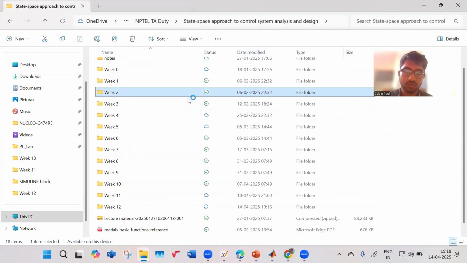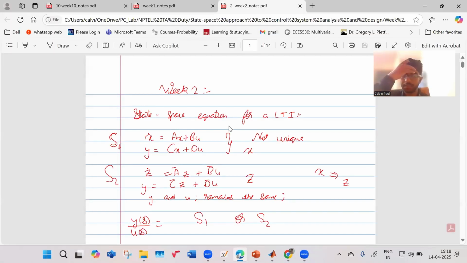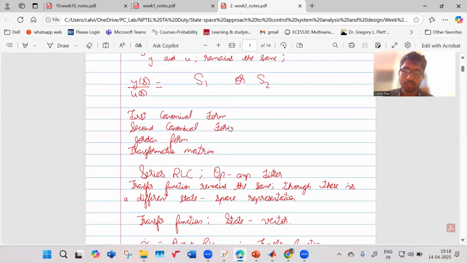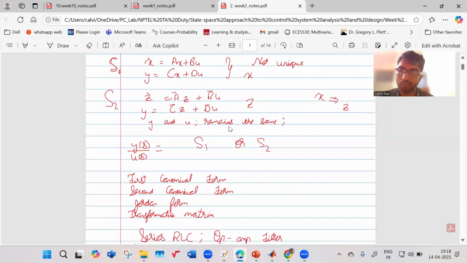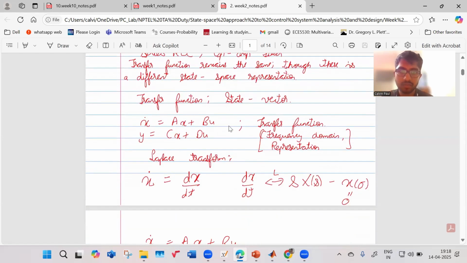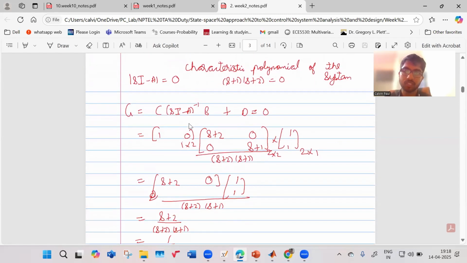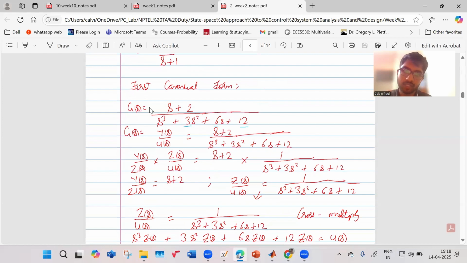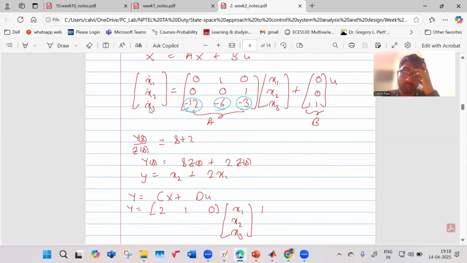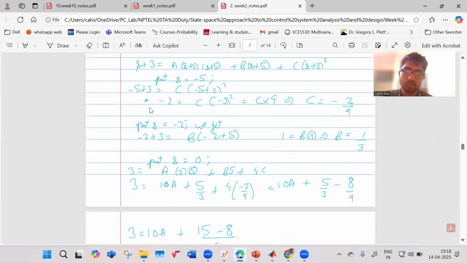Week 2. Okay, week 2 has the state space representation. And that state space representation will be different for different states. But the transfer function remains the same. There's the first canonical form, second canonical form, Jordan form, transformation matrix. Okay. Then Laplace transform has also been touched. How to find the inverse? What is the characteristic polynomial of the system? First canonical form, how do you find? Second canonical form, how do you find? Right? Jordan form, which has been shown.